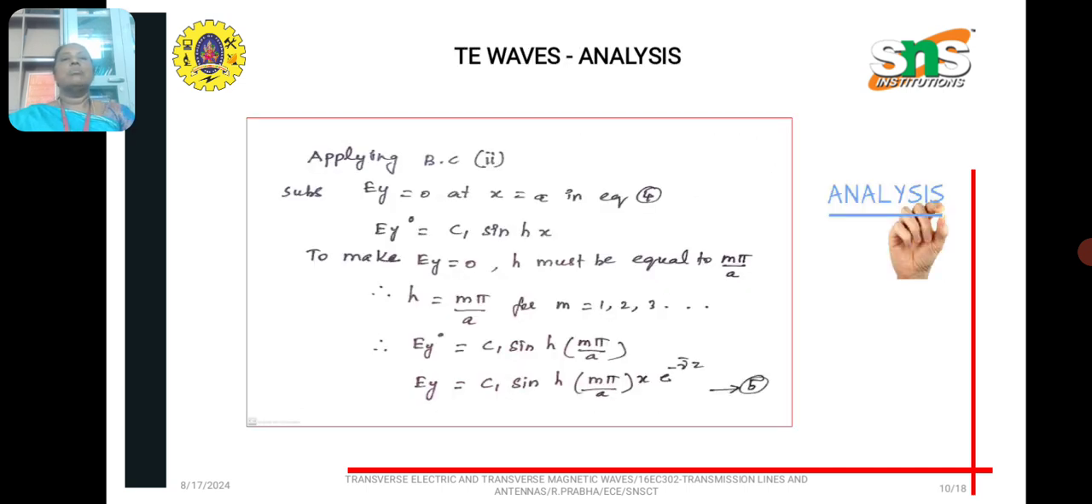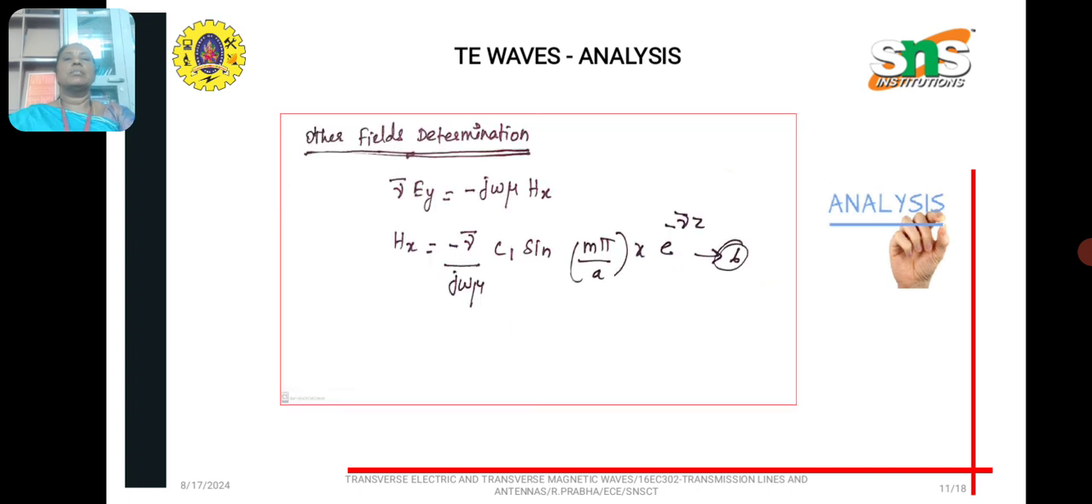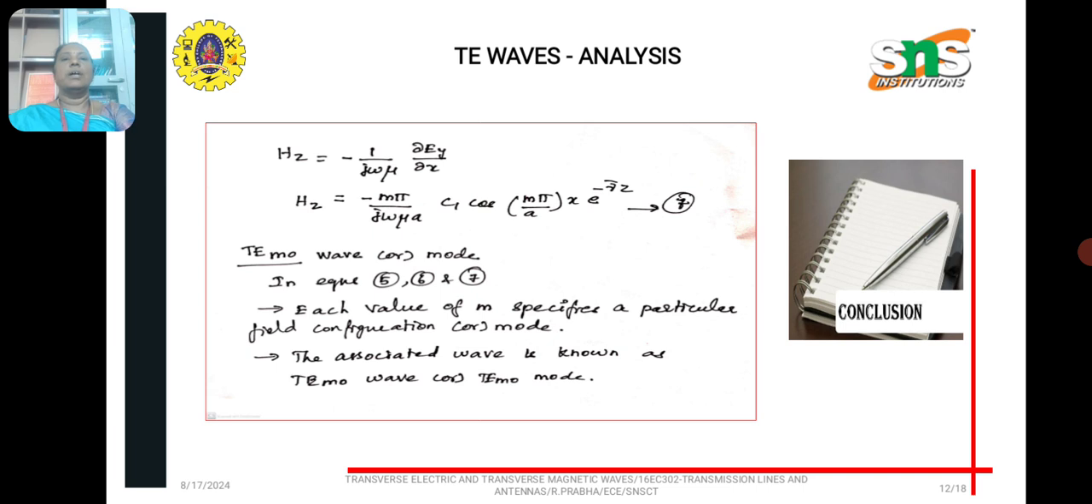Now applying boundary condition 2: Ey equal to 0 at x equal to a, where Ey0 is C1 sin Hx. In order to make Ey 0, H must be equal to m pi by a, for m equal to 1, 2, 3. We get Ey equal to C1 sin of m pi by a into x, e power minus gamma z. The other fields are obtained, and Hz is obtained as minus m pi j omega mu by a, C1 cos of m pi by a into x, e power minus gamma z.